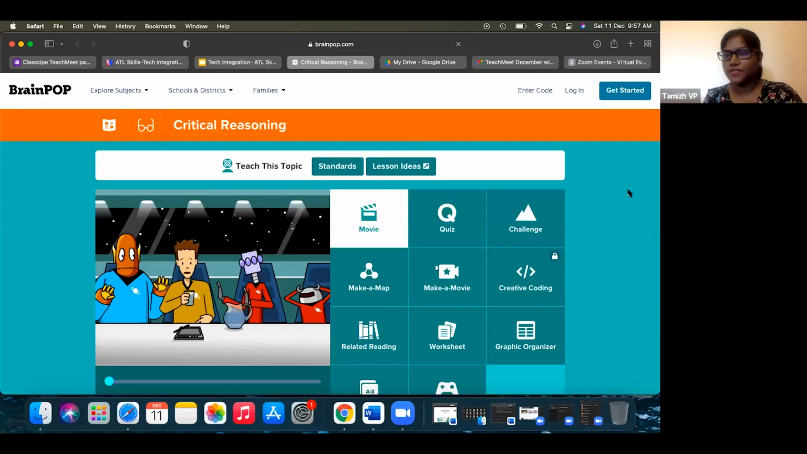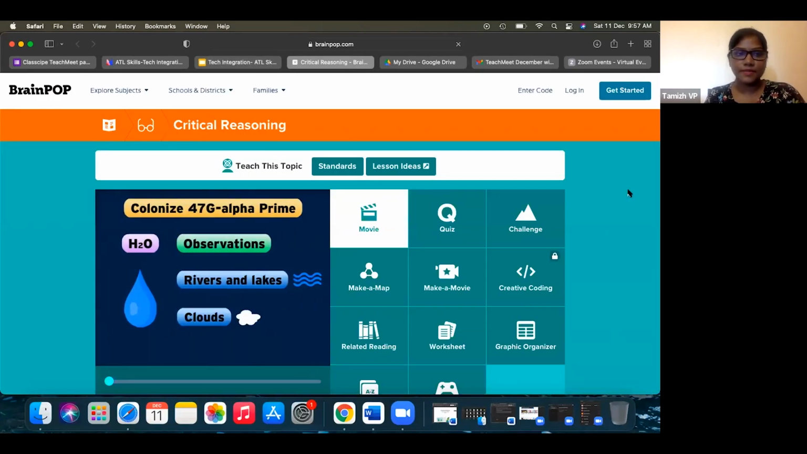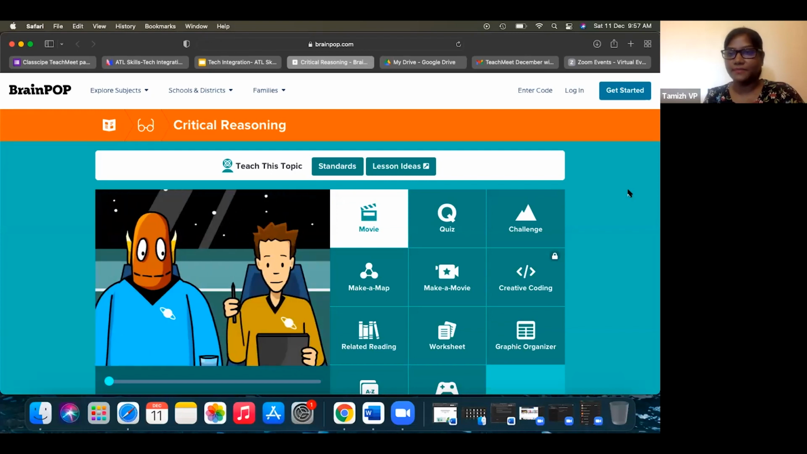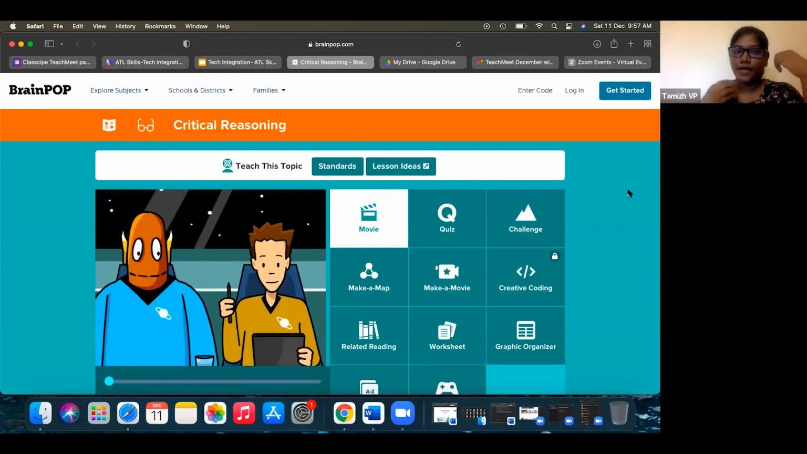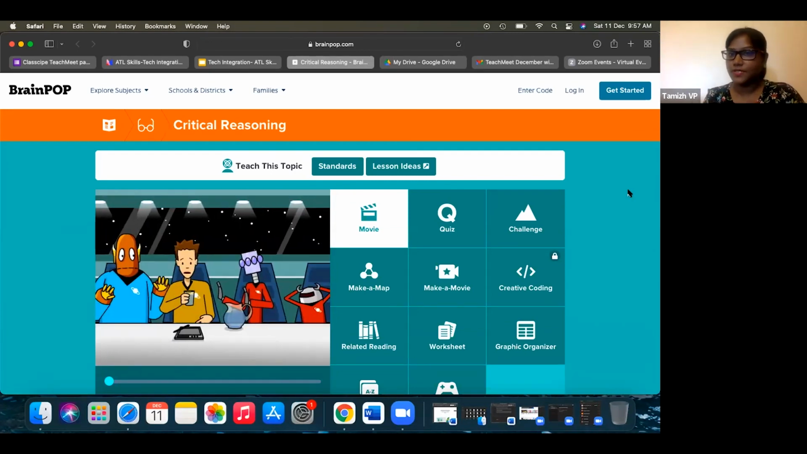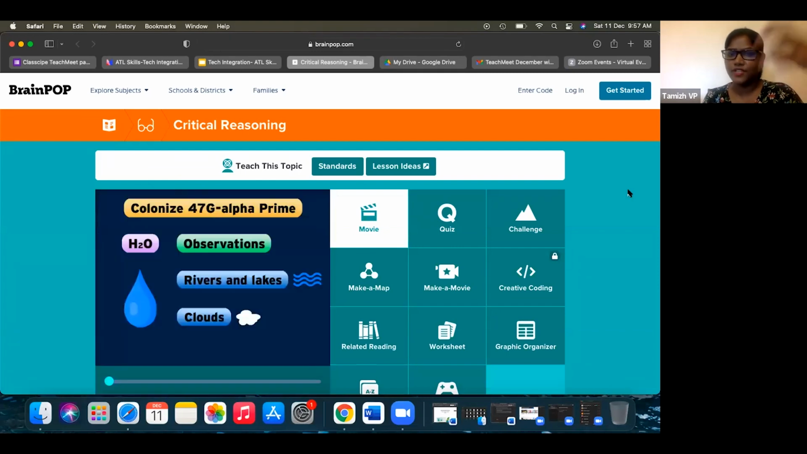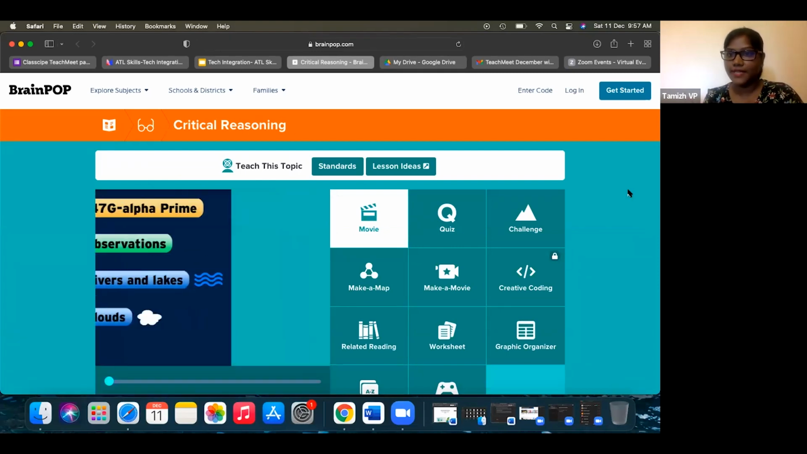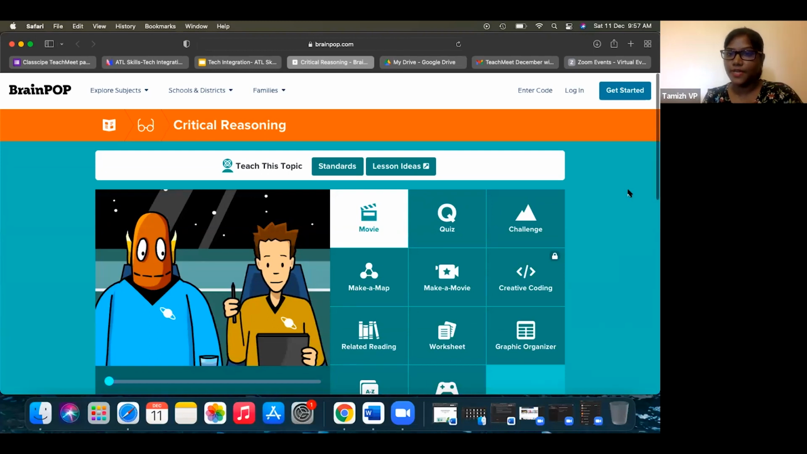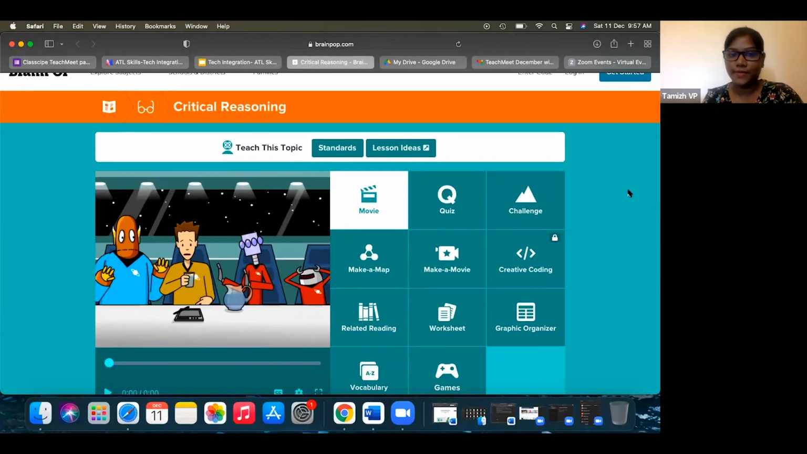So many of you must have used BrainPop. This is a very good tool for both primary and middle year students. It's a paid software and some resources are free. So if you can talk to your management, first of all, use it and see how it can suit your lessons, and you can purchase it and use it for the whole year.